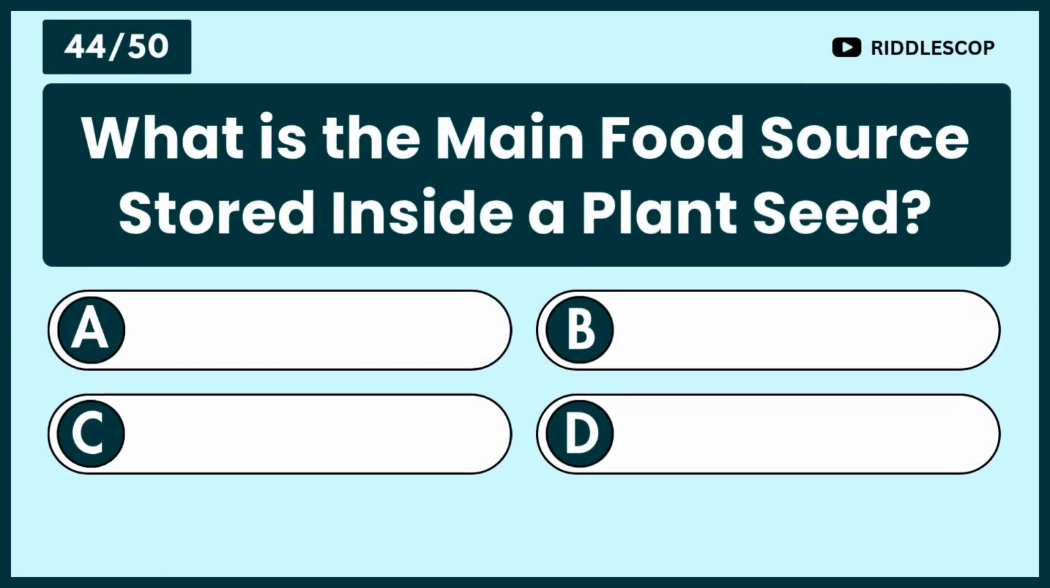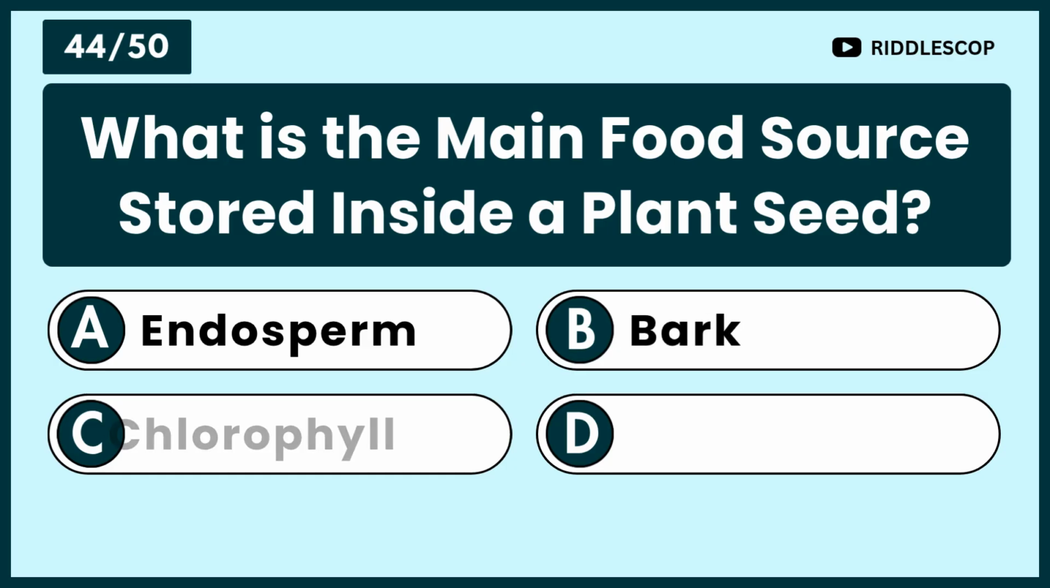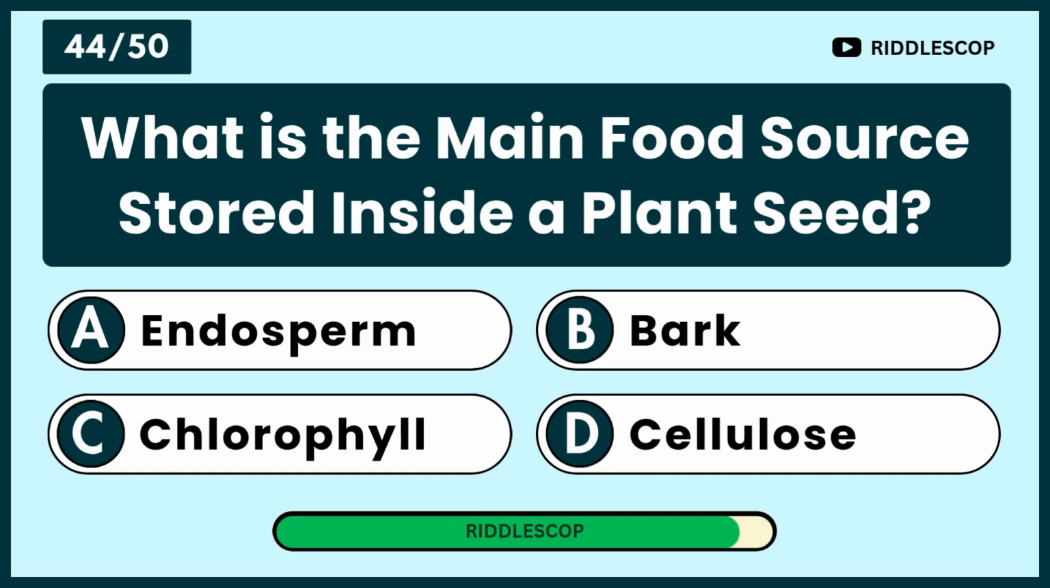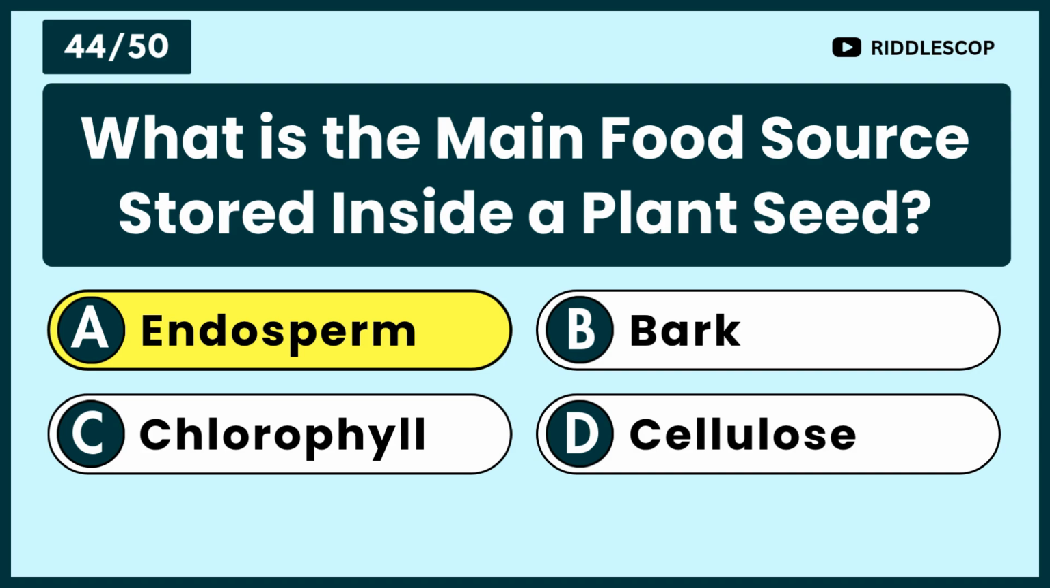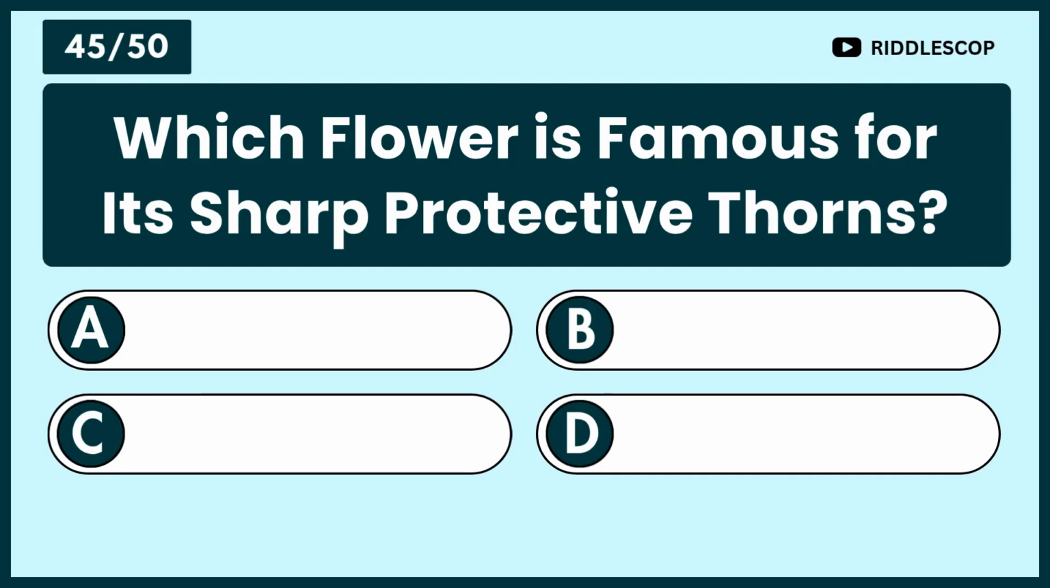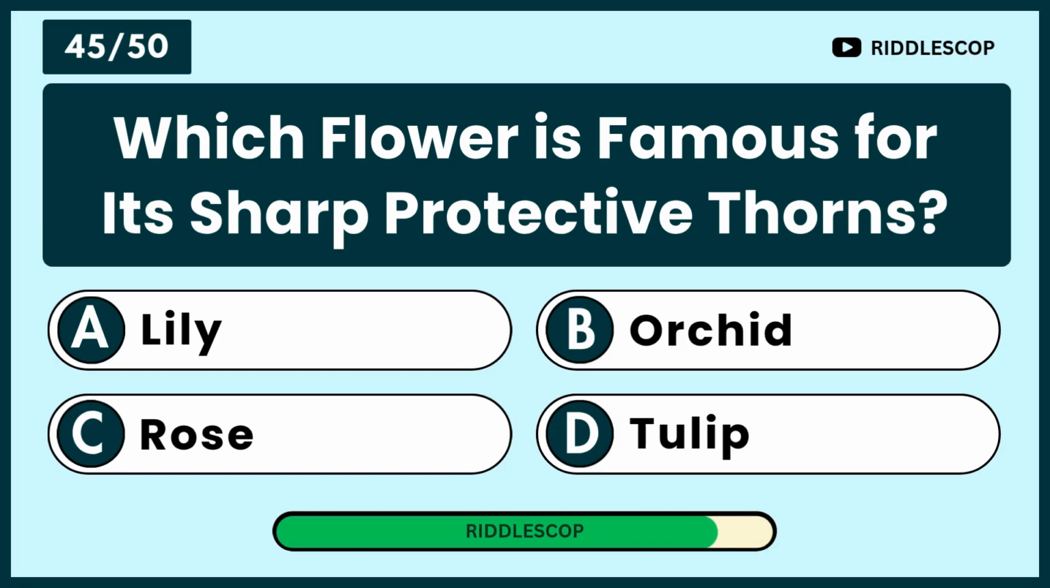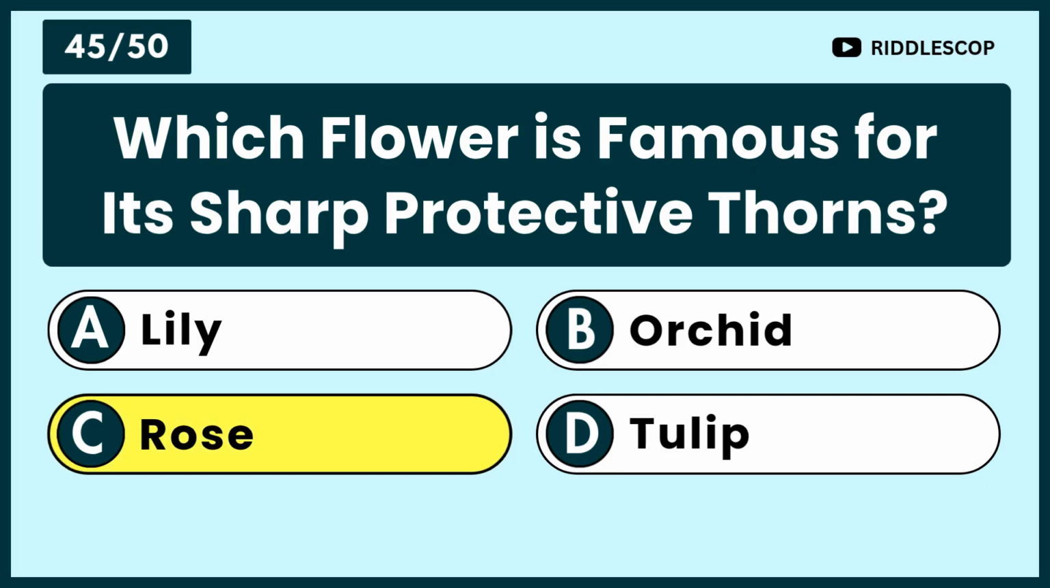What is the main food source stored inside a plant seed? Option A. Endosperm. Which flower is famous for its sharp protective thorns? Option C. Rose.